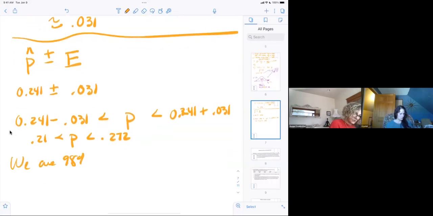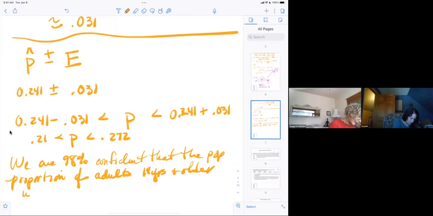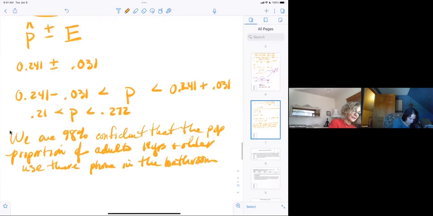We are 98% confident that the population proportion of adults 19 years and older who use their phone in the bathroom to talk or text or surf, whatever else you do in there, is between 0.21 and 0.272.